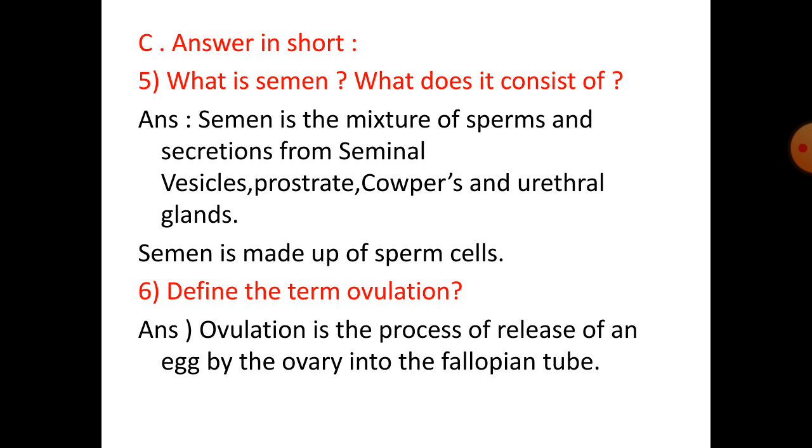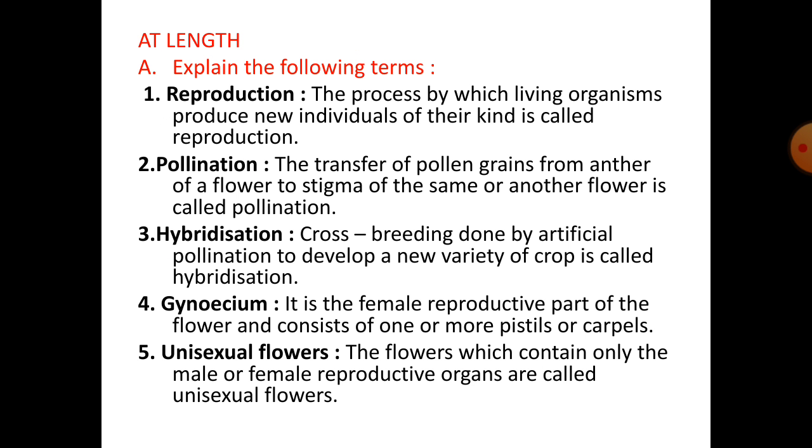What is semen? What does it consist of? Semen is the mixture of sperms and secretions from seminal vesicles, prostate, Cowper's and urethral glands. Semen is made up of sperm cells. Define the term ovulation. Ovulation is the process of release of an egg by the ovary into the fallopian tube.